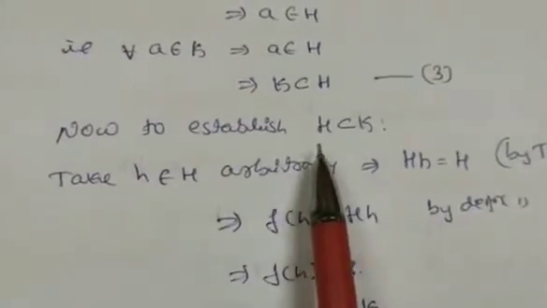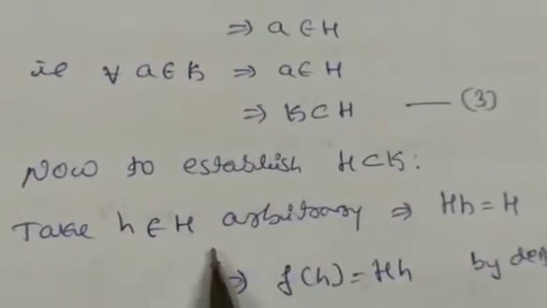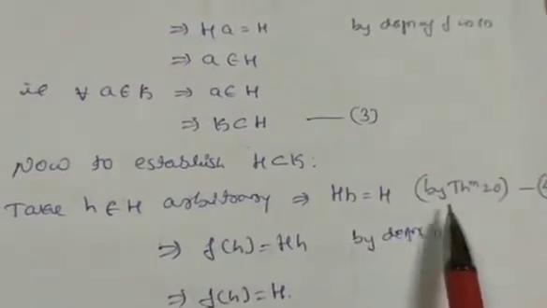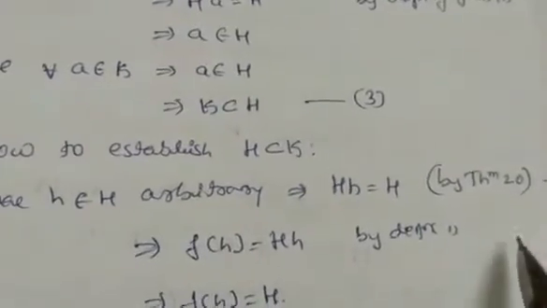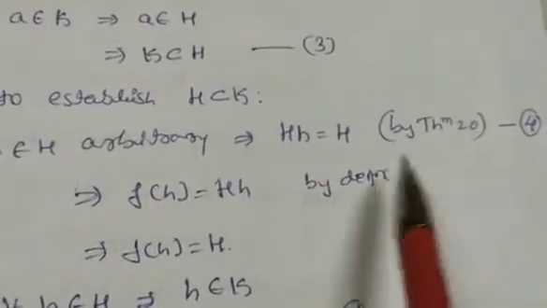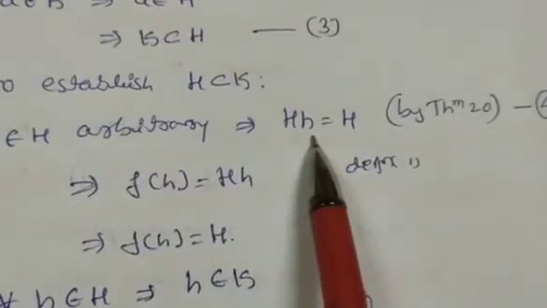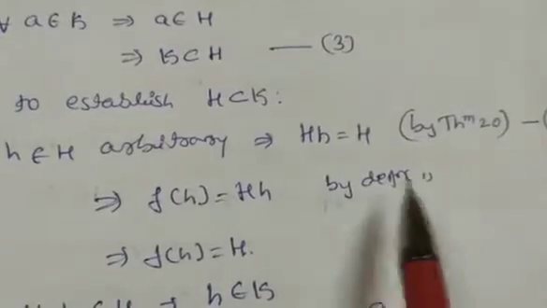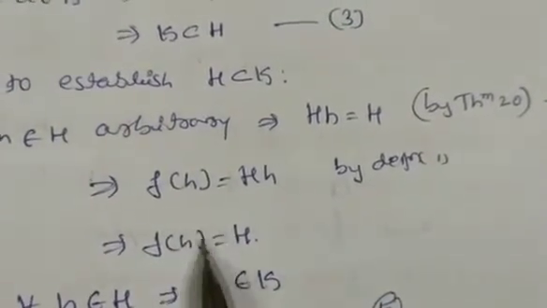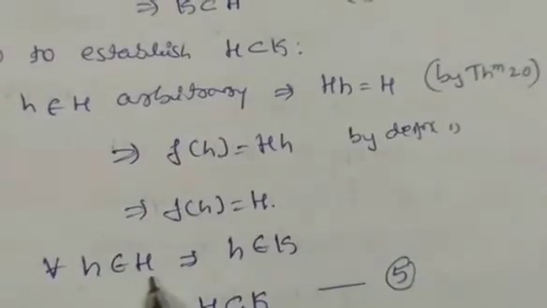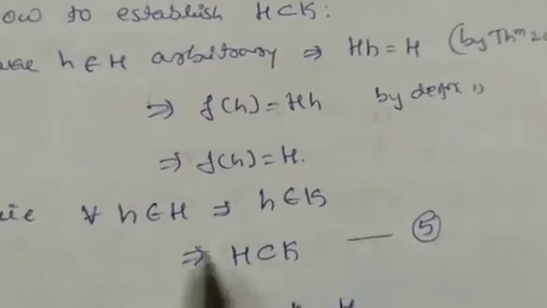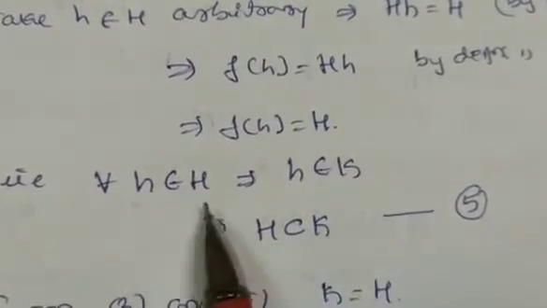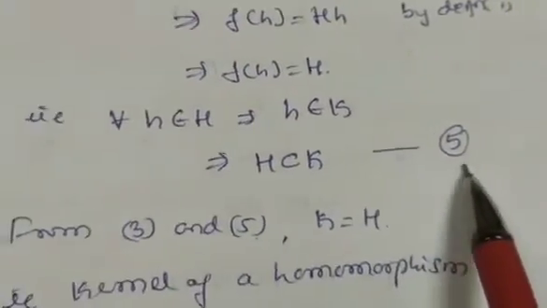Now to establish H is contained in K, take h belongs to H, which is arbitrary. This implies Hh is equal to H. This is by theorem 20. This you have studied in previous sessions. Take this one as equation number 4. So this implies f(h) is equal to Hh, which is the definition in equation 1. This implies f(h) is equal to H, for all h belongs to H. This implies h also belongs to K. So h belongs to H and h belongs to K implies H is contained in K. Take this as equation number 5.